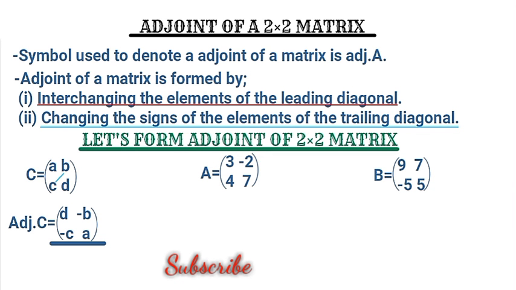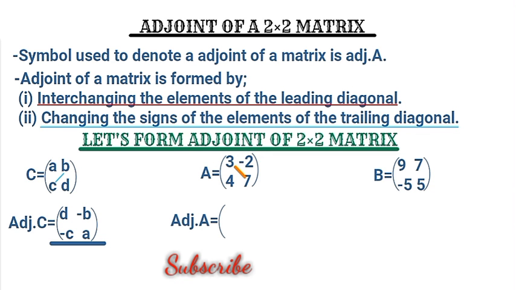negative 2, 4, and 7. These are the elements of the matrix. What we're going to do is write the adjoint of matrix A, which is equal to, then we open brackets. Once we have done that, the next thing is to identify the leading diagonal, which is 3 and 7. 3 and 7 form the leading diagonal.